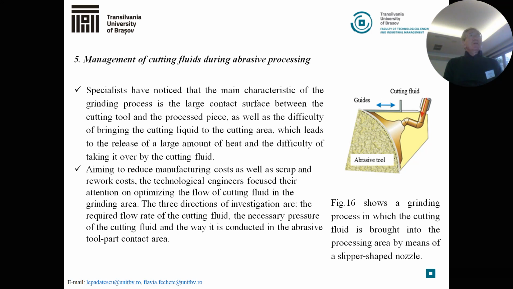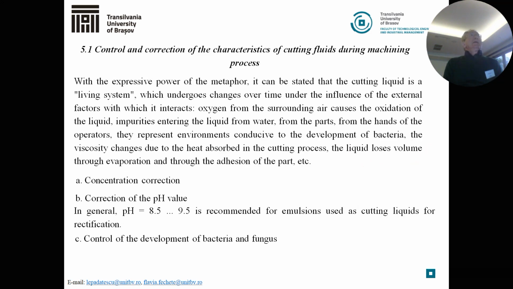The 3 directions of investigation are the required flow rate of the cutting fluid, the necessary pressure of the cutting fluid, and the way it is conducted in the abrasive tool-part contact area. With the expressive power of metaphor, it can be stated that the cutting liquid is a living system which undergoes changes over time under the influence of external factors with which it interacts.